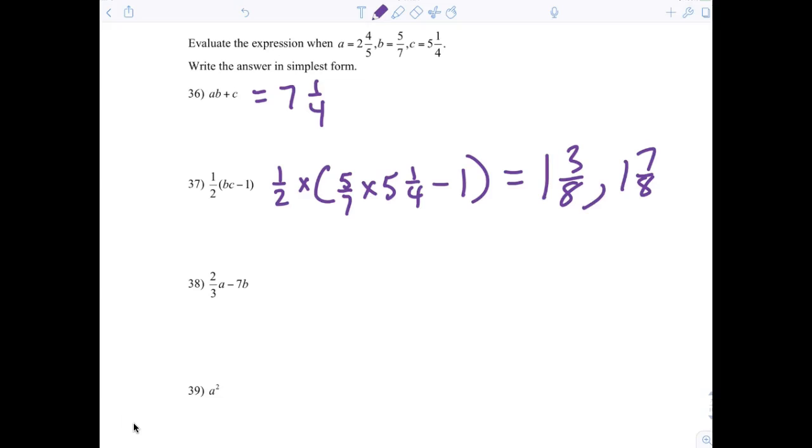1 3/8. If you didn't use the parentheses, it's going to be wrong. Close the parentheses. Did you do this? Did you try? Are you checking? What did you get? 1 3/8. What did you get?